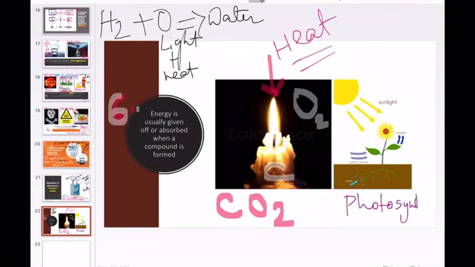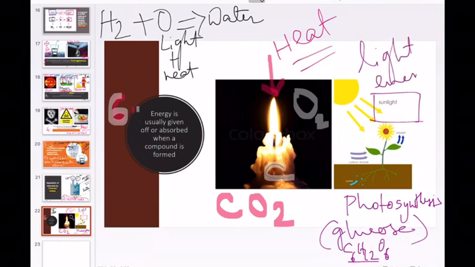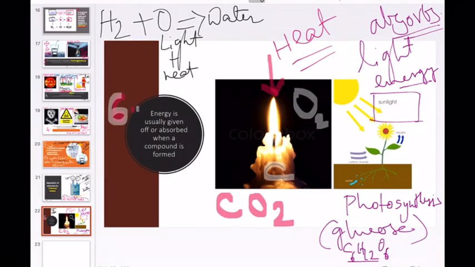Similarly, during the process of photosynthesis, what do you get? You get glucose. What is that? C6H12O6. That is glucose. So when photosynthesis takes place, apart from water, minerals, chlorophyll, what do you need? You need heat and light. Mainly you need the light energy. Photo means light. So the plant absorbs energy over here, light energy.